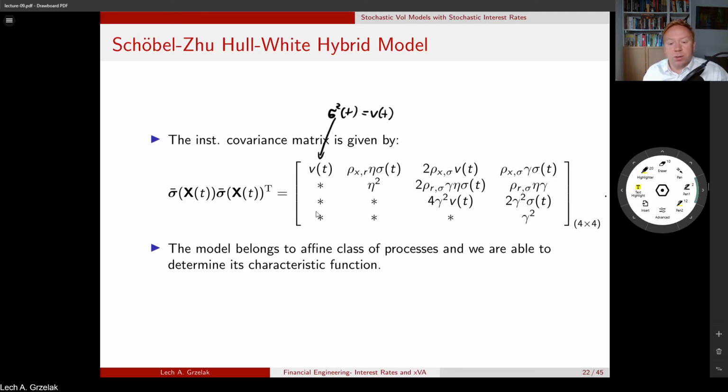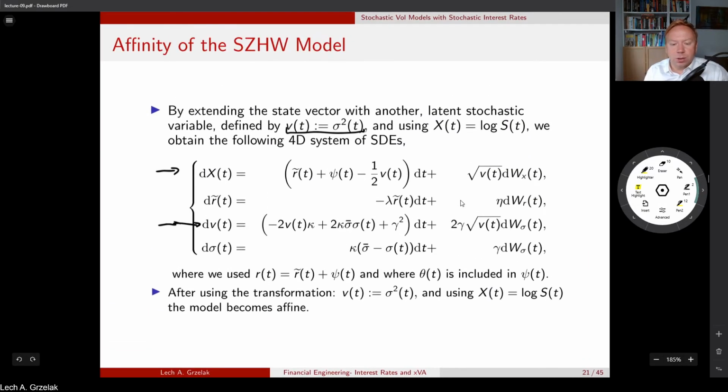And because of this, we are able to find the characteristic function. Unfortunately, because of this limitation in terms of this extra process, the set of Riccati equations that we need to find to establish the characteristic function is much more involved. This relation with sigma and v makes this set of Riccati equations much more complicated compared to the Heston model. And unfortunately, one of these equations, this complex-valued ODE, you cannot solve analytically. You have to do it numerically.